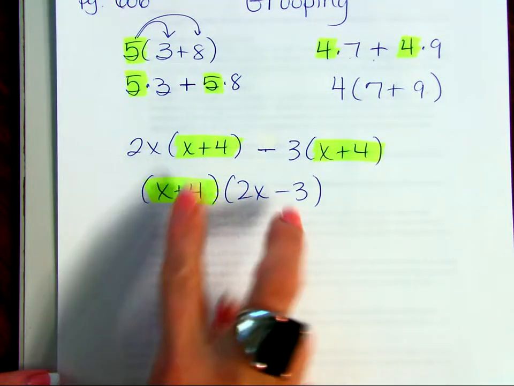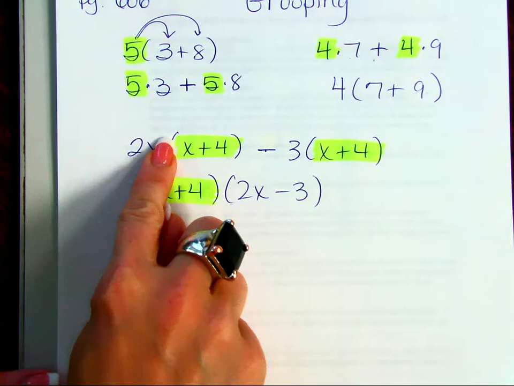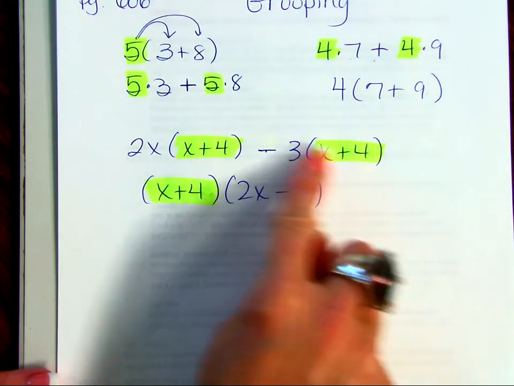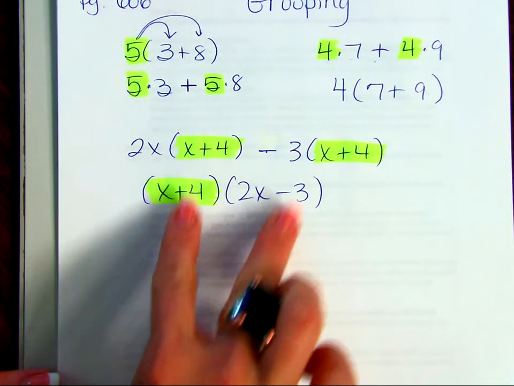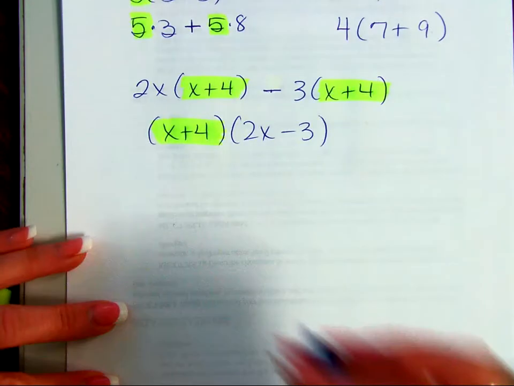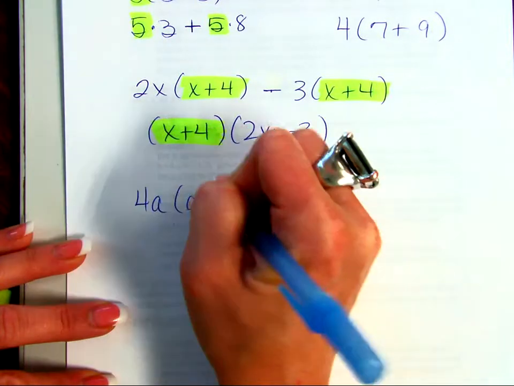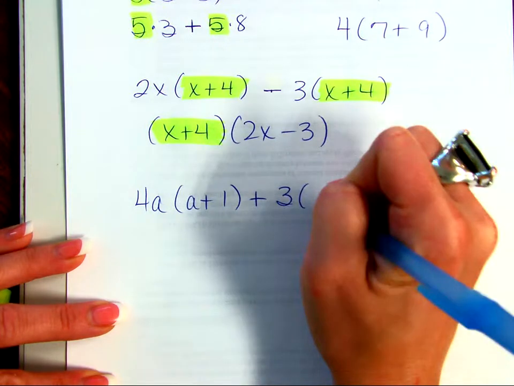So here's what we're talking about. Remember what factoring means? Factoring means this is the answer. What did I multiply to get that answer? I multiplied the x plus 4 times the 2x. Then I multiplied the x plus 4 times the negative 3. And that's what you factored. These are the two factors of that product. Got it? Okay. So let's try this one.